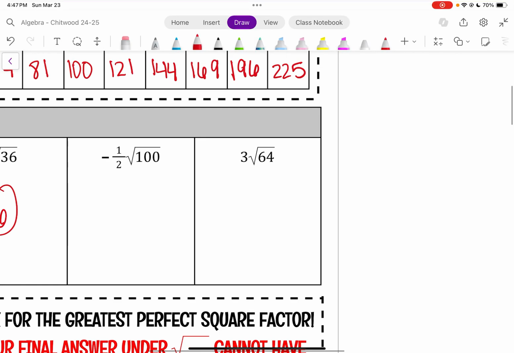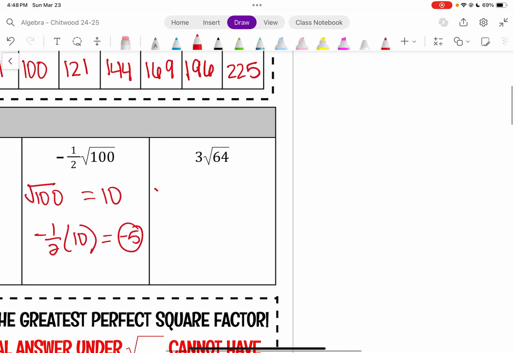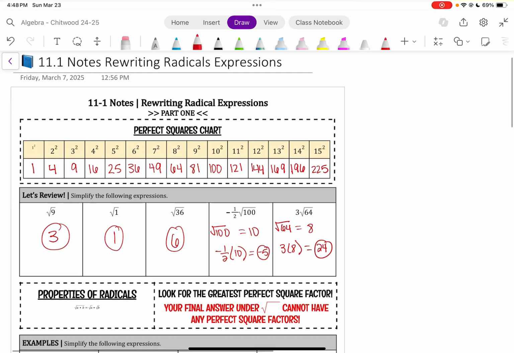Now, if I have two different things going on here, like a number or a fraction in front of my square root, I'm just going to ignore that and look at that later. I know that the square root of 100 is 10 because 10 squared is 100. So now I'm able to take negative 1/2 times 10, which will give me negative 5. And then I'm going to do the same idea over here. I'm going to look at my square root first. The square root of 64 equals 8. Then I can look at my integer in front, and 3 times 8 is 24. So all of what we just did, that should just be review.